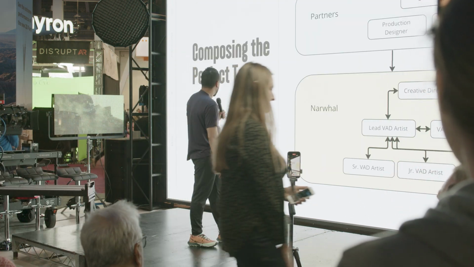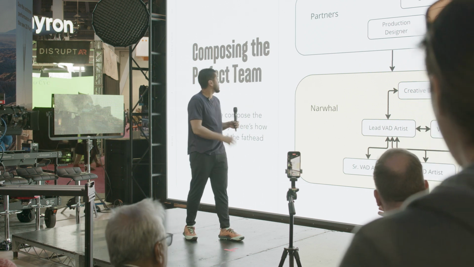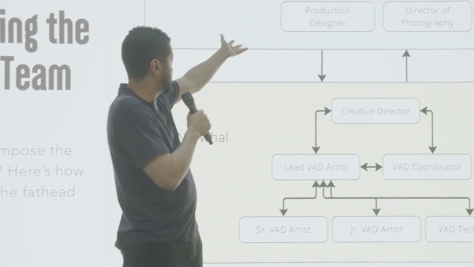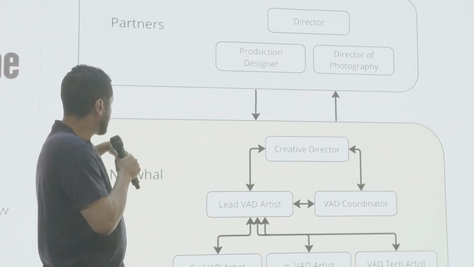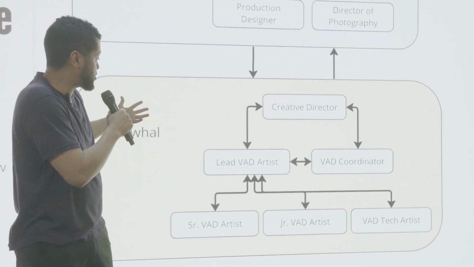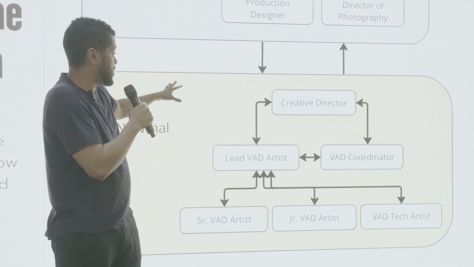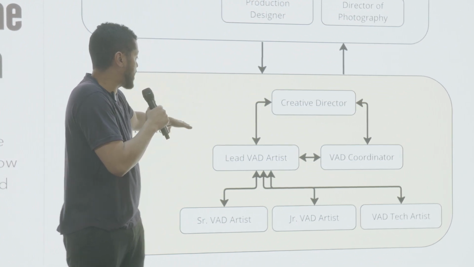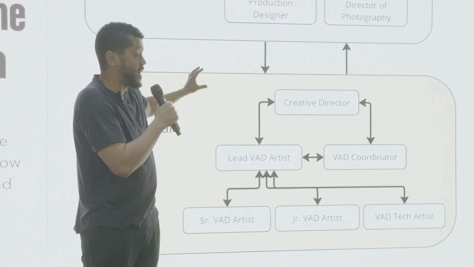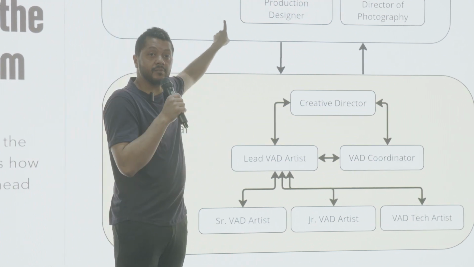Composing the perfect team. How did we compose the team and why? Here's how we composed the Fathead team. So we have our partners. For Fathead, we were working with the director, C-Craig, production designer, director of photography. And then at Narwhal, formerly Happy Mushroom, we had a structure where we had a creative director or an art director. And underneath them, there's a lead VAD artist. That lead VAD artist is working with a coordinator. Now, that creative director is the touch point for these guys above.